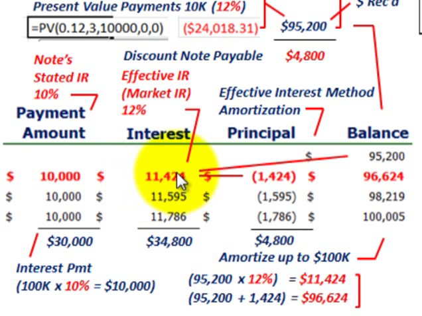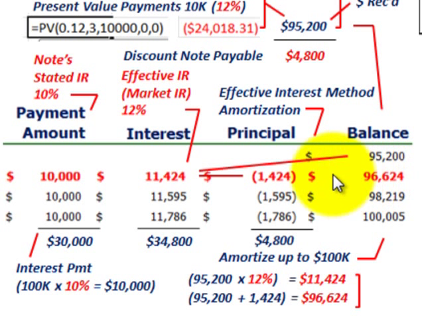The interest expense that we're actually going to experience with the effective interest rate that we're paying is $11,424. So the difference is our amortized amount. It's simply the difference between the $10,000 payment and the $11,424 amount of interest that we're due because of that effective interest rate of 12%, which gives us $1,424. So to determine our beginning balance for the next year, we start out with $95,200, add the $1,424 to it, and our new beginning balance for the next year is $96,624 on this note that we're amortizing.